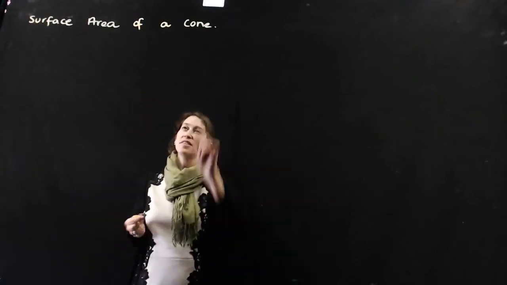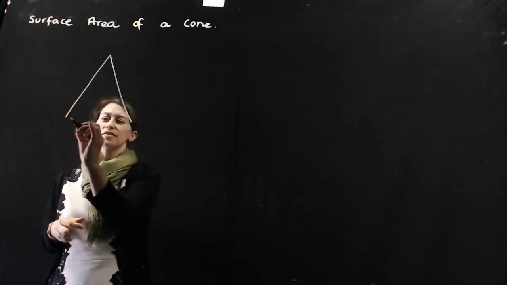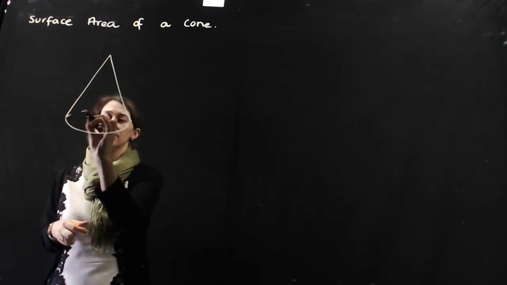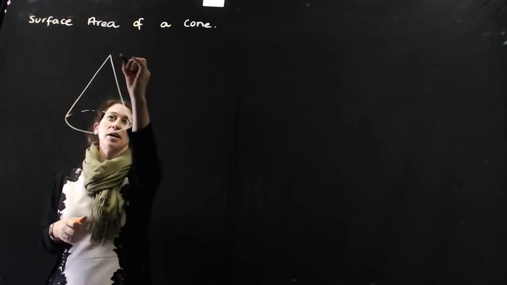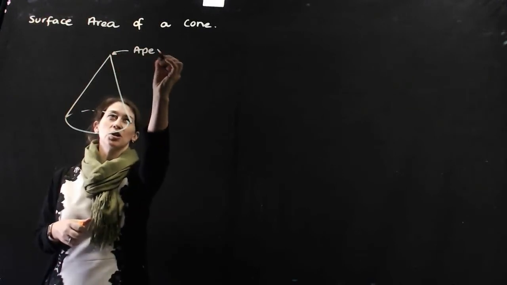In this video we're going to look at the surface area of a cone. So I'm going to draw a cone. A cone is made of a circular base and an apex. This is the corner of the cone. This is called the apex of the cone.